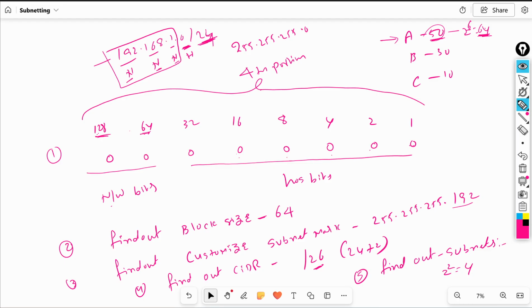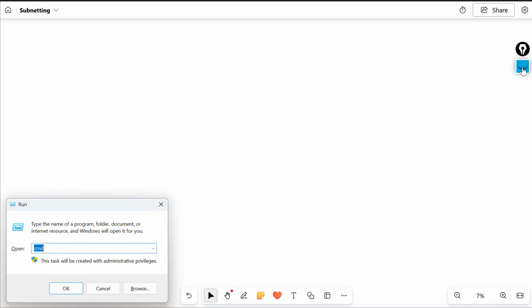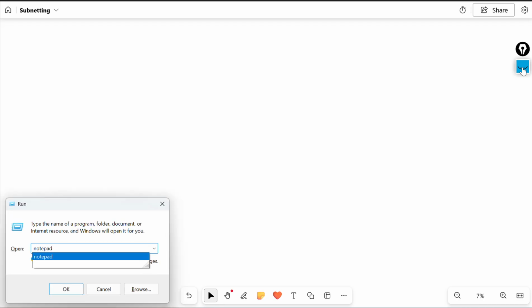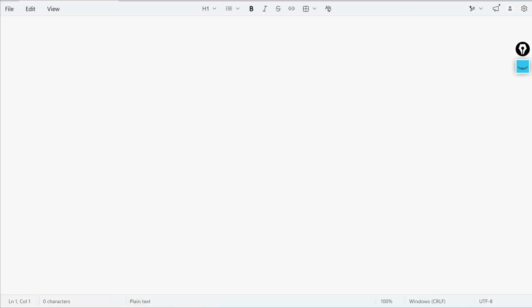Okay. I will repeat one more time in a notepad file. See here, I will write everything here. I have 3 departments. The first one is department A, 50 users. Department B, 30 users. Department C, 10 users. Right?